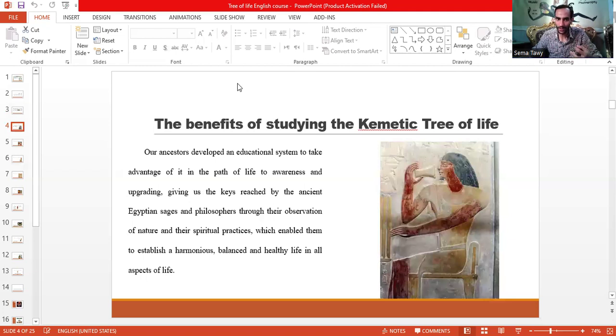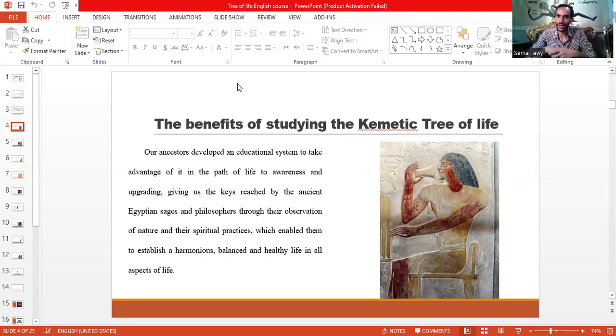Egypt in ancient time was called Kemet. And by the way, from the word Kemet, the modern word chemistry came. Chemistry from Kemet, the ancient word of our country. So, the benefits of studying the Kemetic Tree of Life.